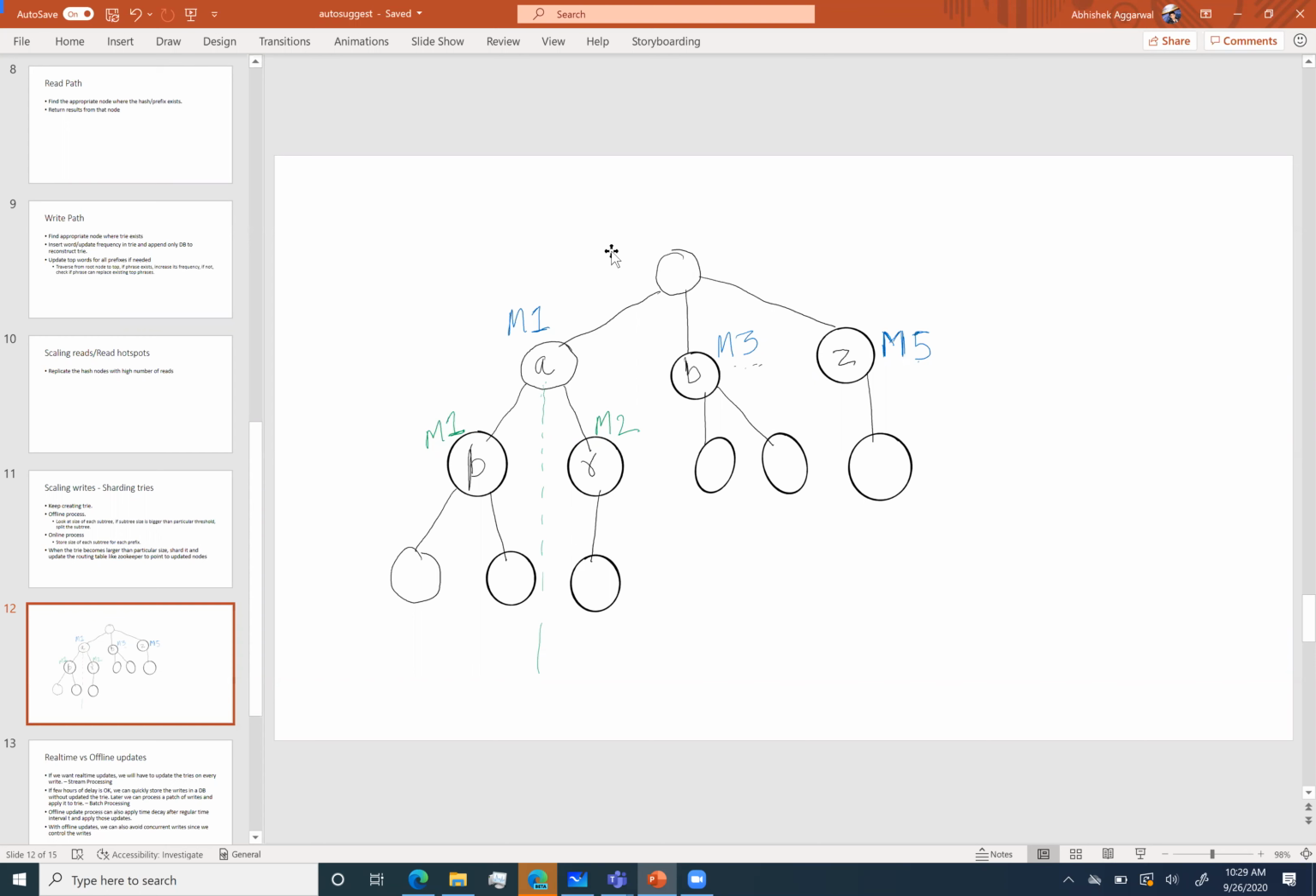So now when a key term comes for the write, you will go here to A, and you will see that I have not still found a machine. So I will go to P. Oh, I have found the machine M1. So now I will go to the M1 machine to write the data for that trie.